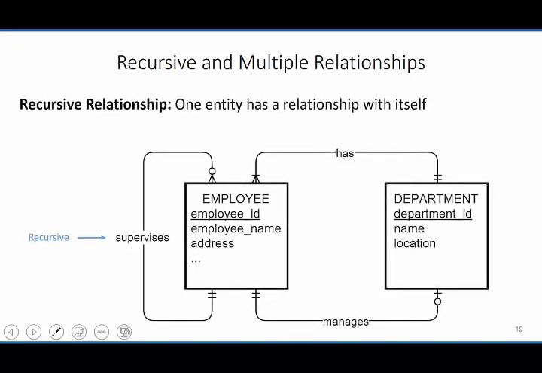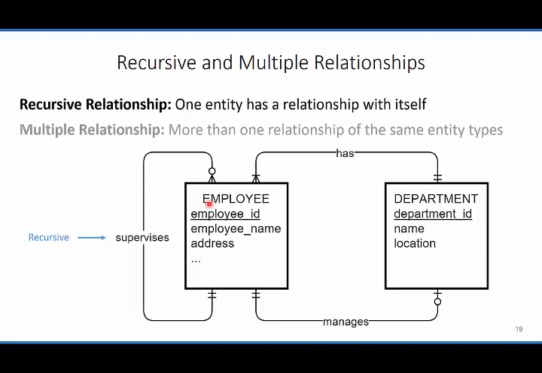There are also recursive and multiple relationships. A recursive relationship basically says exactly what we talked about with unary degree relationships. The new one is multiple relationships, which means that an employee can manage a department, but also a department could have multiple employees. So there's two different relationships going on between these two entities, and they both can be modeled in our database as well.